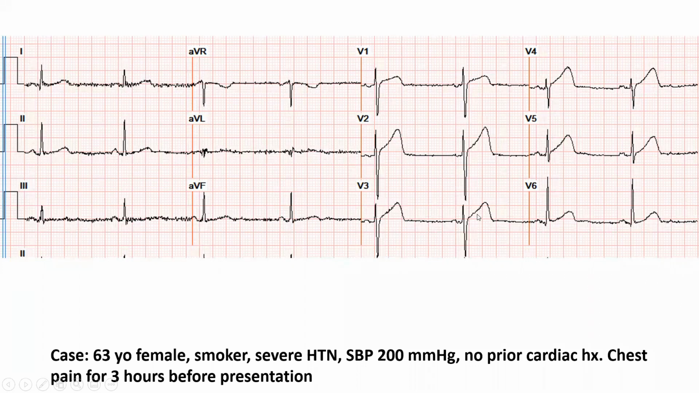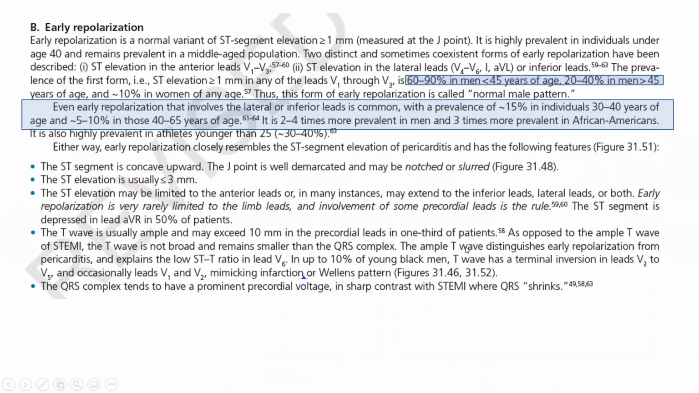I would have called it opposite discordant ST elevation, less than 25%, if she had big QRS, but she doesn't have big QRS. And no early repolarization. I mentioned in the past, early repolarization is very common in the young man. It is fairly common in middle-aged men, actually.